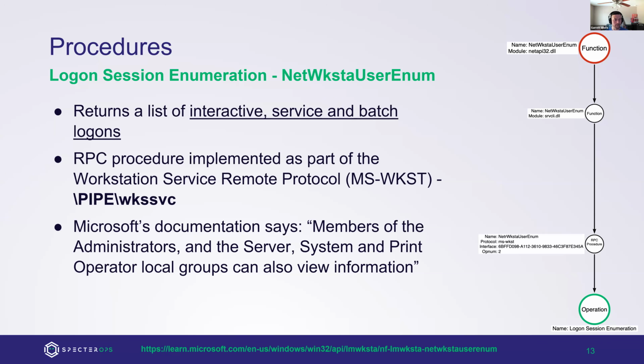Then again, that bullet down there, if we were wanting to detect this technique, that second bullet there is: this RPC server is only implemented via a named pipe. So again, thinking about your telemetry and how you would detect this, port 445 named pipe detection would be awesome to focus in on. This one has a little bit more restrictive permissions by default. Microsoft's documentation says members of the administrator, server, system, or print operators can view this information, and that's generally what we see on our assessments for this particular procedure.